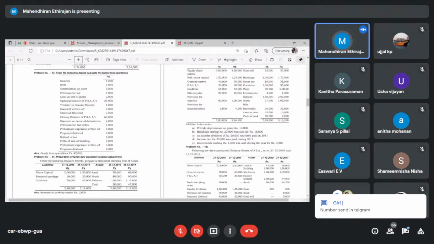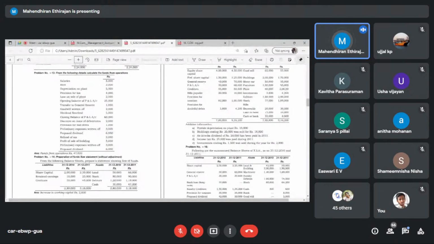Dividend received, note it down. Dividend received, not dividend paid. Dividend paid is an expense. Dividend received is an income. Okay, we can put it on the credit side. As for the closing balance, if you want to follow opening and closing, no problem. Prepare the adjusted P&L account.